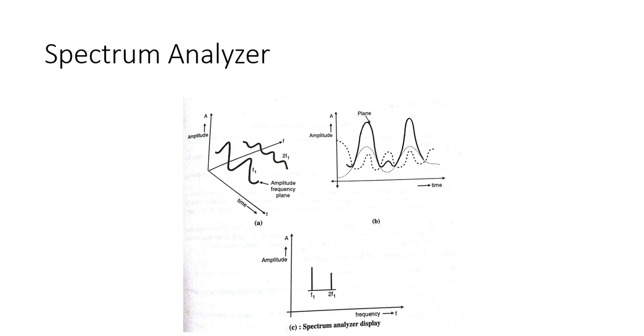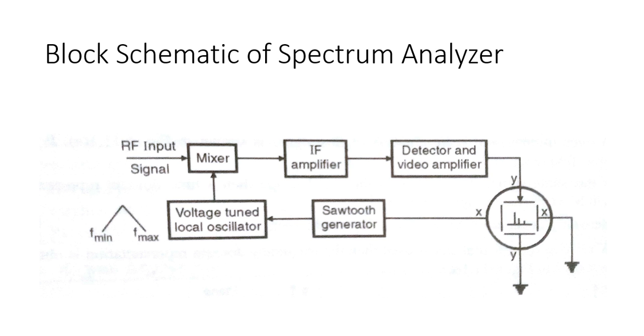Again, I am repeating, one important thing is that the CRO tube that we use in a normal CRO is the same one used in a spectrum analyzer, but here we are plotting the signal's amplitude with respect to frequency, whereas in a normal CRO we were plotting the amplitude with respect to time. That is the difference that you have to keep in mind. Okay, so let's move forward with this basic information.